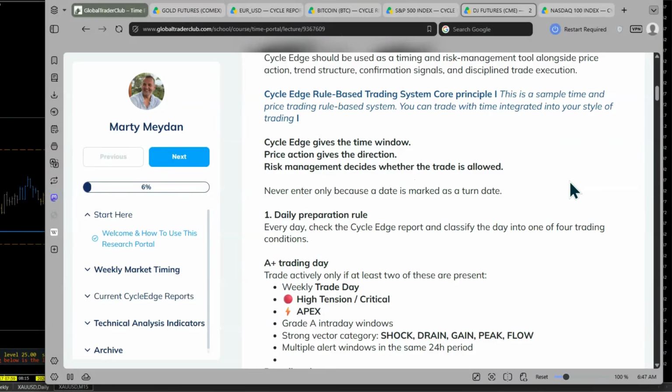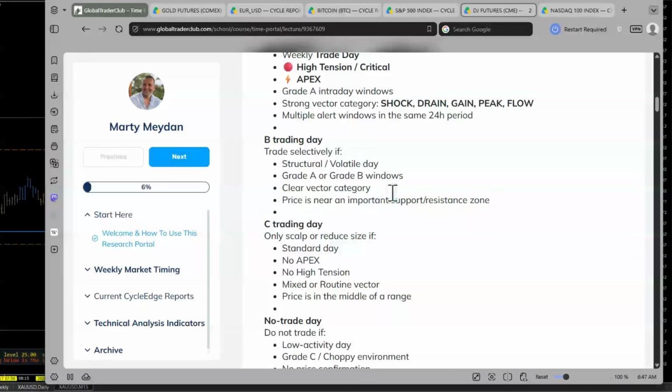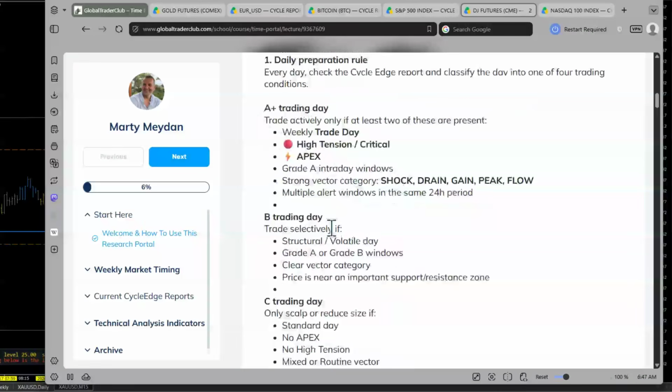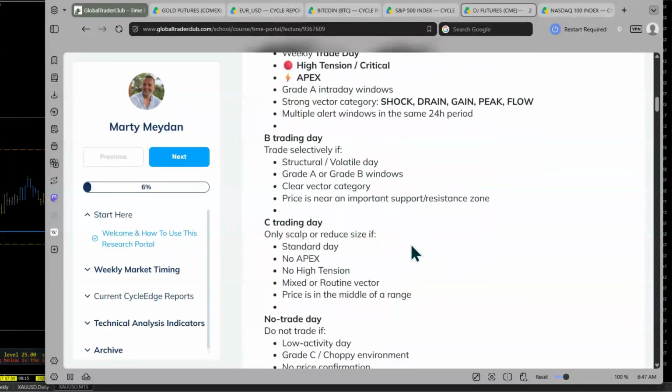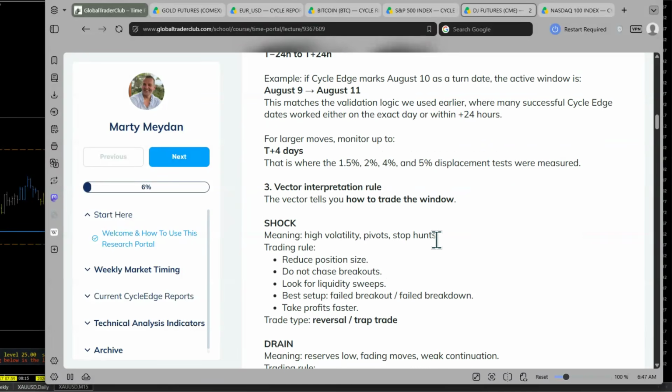And here I've also put together a bunch of steps on how you can use market timing, the Cycle Edge report, and pretty much have A plus setups, B, C setups, no trade days, and so on. So go over this, and I think you'll find it useful because I've done a statistical test on how we're doing. In fact, let me show you.